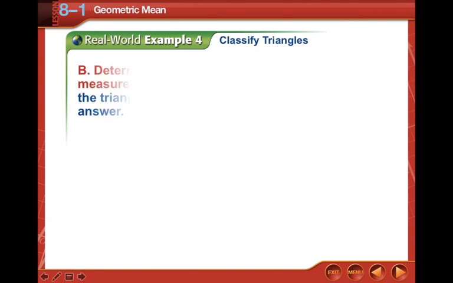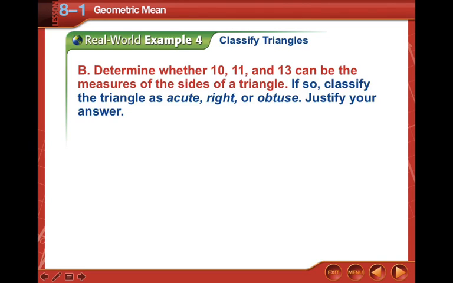So we need to determine if this triangle, 10, 11, 13, is right, acute, or obtuse. Since 13 again is our largest side, we start with that, and then 10 squared and 11 squared. So 13 squared is 169, 10 squared is 100, and 11 squared is 121.